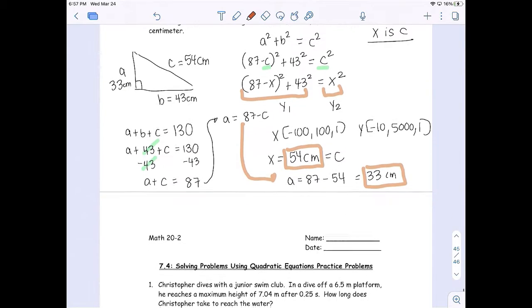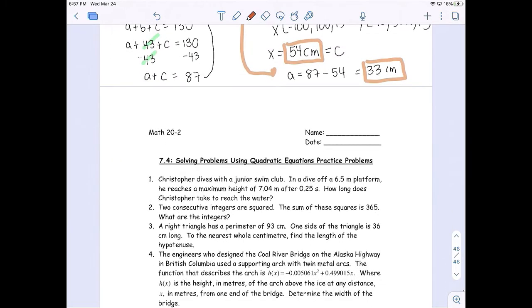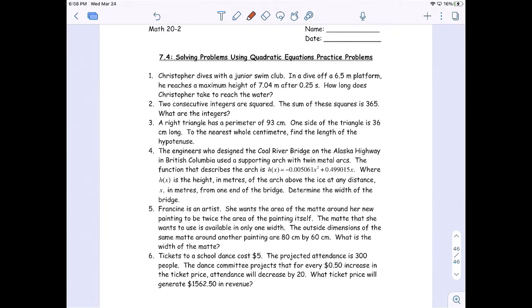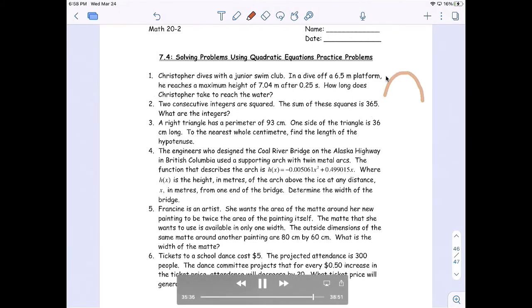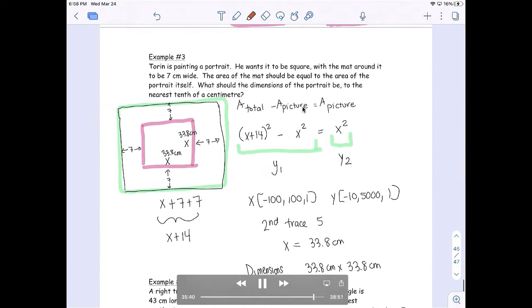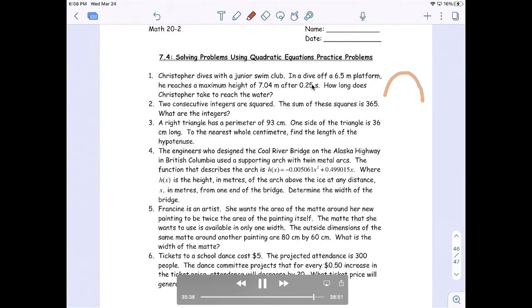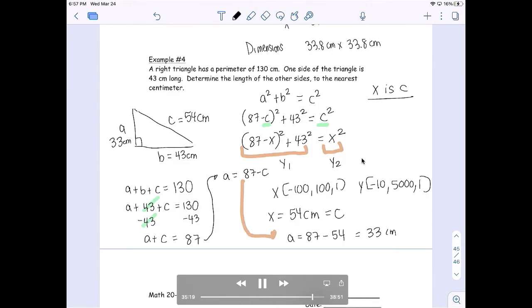Okay, so that's it for example number 4. These ones are practice that you're going to want to work on over the weekend and get as much practice as possible. So this first question is just like that first parabola question that we did, where you're drawing the parabola. So it matches up to that first one we did.